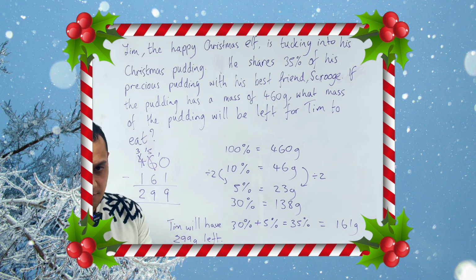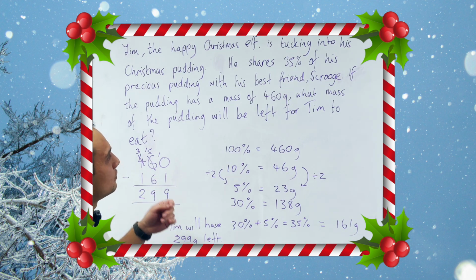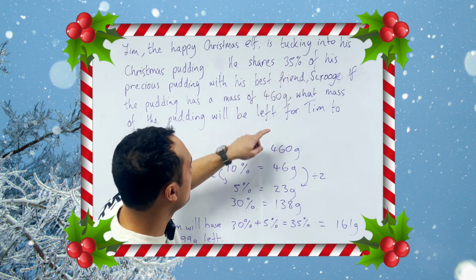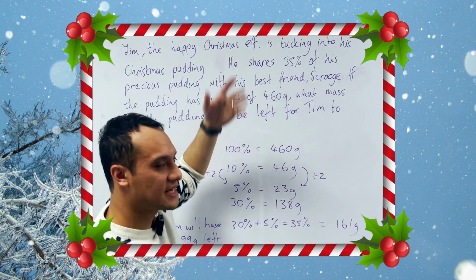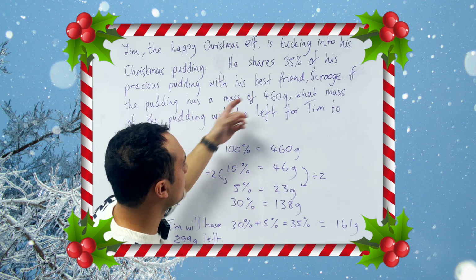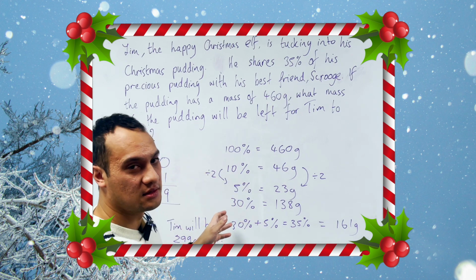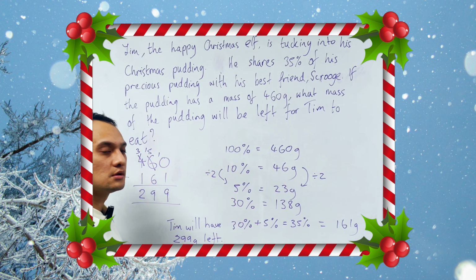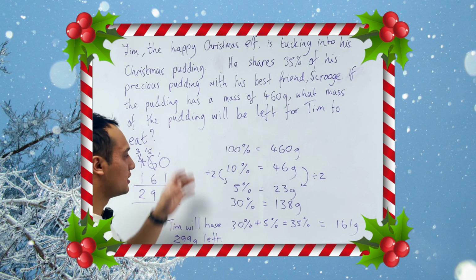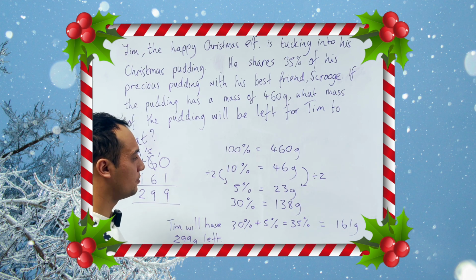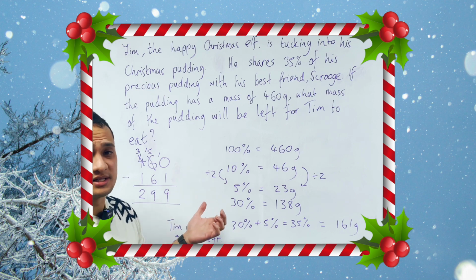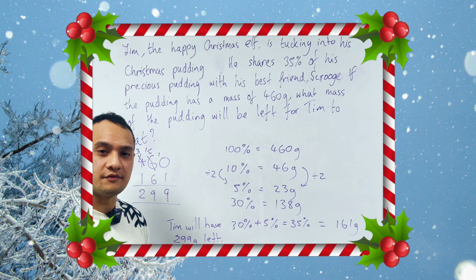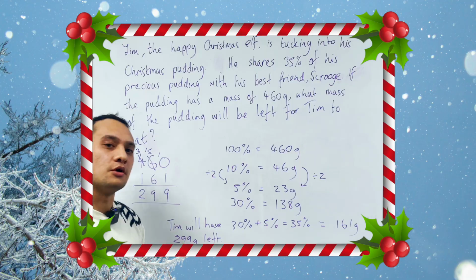Now there's many ways to approach this question. You could have found, because we know that Tim is getting the remainder of 100 take away 35%, then you can find 65% and that will take you straight to your answer. But if you don't spot that, then this is also a possible method. So it's up to you what route you take. There's actually quite a lot of ways of doing this question. This is the way I like to do it, but it's up to you. Whatever method works for you, you should go with.